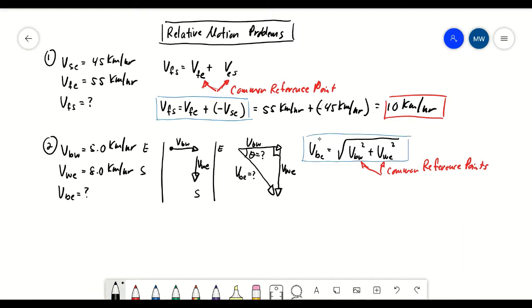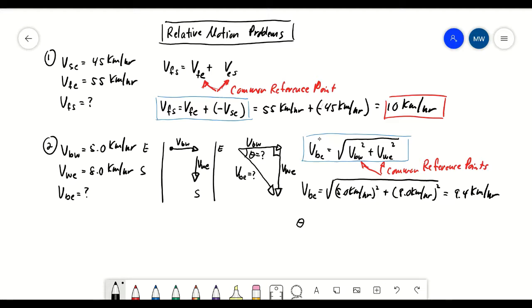Let's put the numbers in. So the velocity of the boat with respect to Earth will be the square root of, we've got our 5 kilometers per hour squared plus our 8 kilometers per hour squared. And then the calculator does all the work for us, and this gives us 9.4. So that would be the magnitude of our velocity.